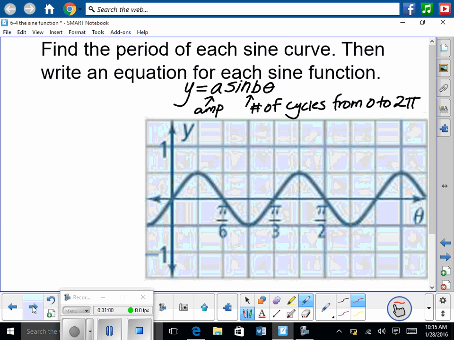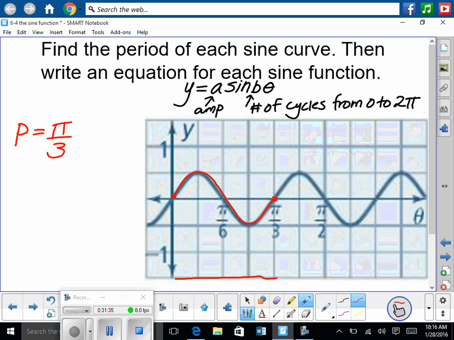Okay, one more like that. Okay, I need to plug in my computer though. Okay, so once again, find the period of each sine curve and write an equation. The first thing I like to start out with is drawing in 1 period, which means 1 cycle. So I'm going to draw in 1 cycle and see where I stop. We know that's the physical length of 1 cycle, which is pi thirds. So our period is pi thirds.